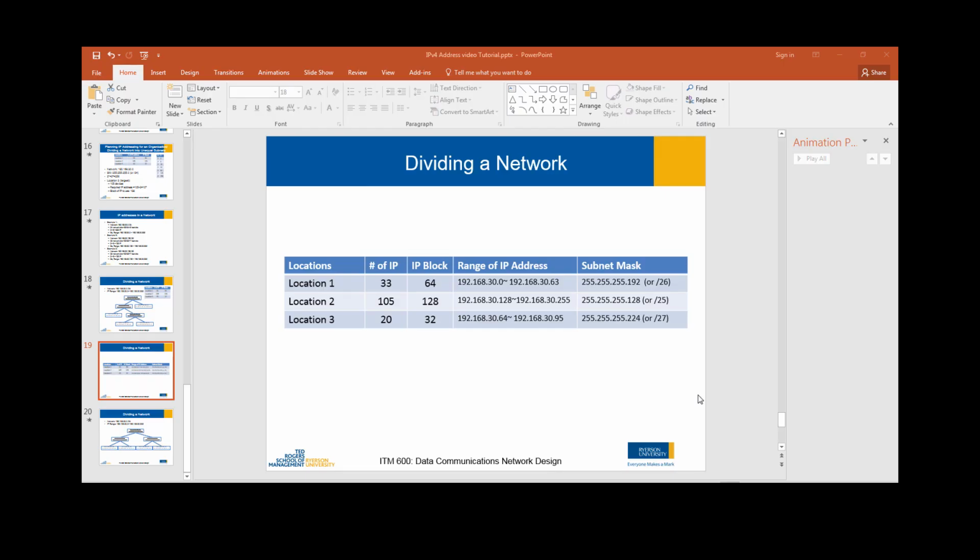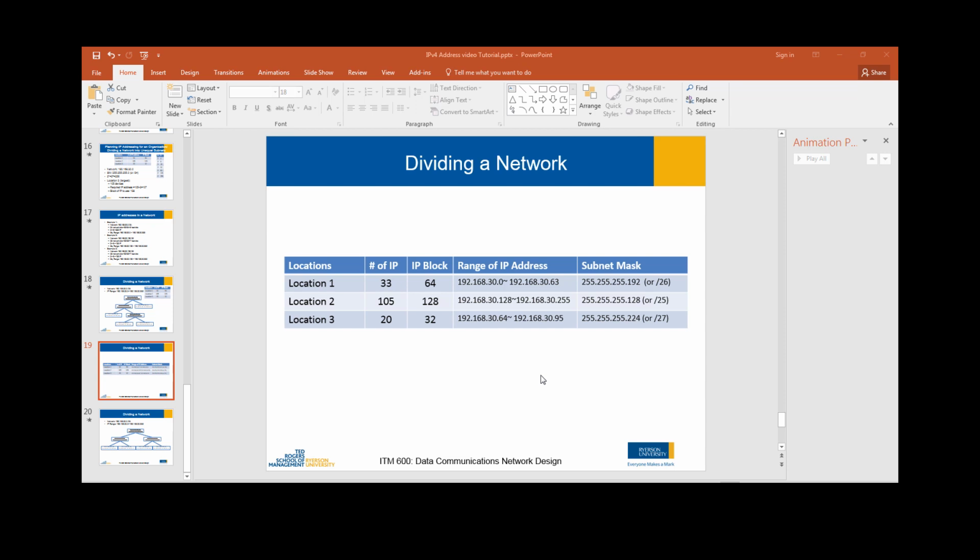We can summarize the detail of the different subnets that we allocated to the different locations as shown in this table. For location 1, we had 31 devices' IP addresses. For location 2, we had 103 device IP addresses. For location 3, we had 18 device IP addresses. We allocated a 64 IP block for location 1, a 128 IP block for location 2, and a 32 IP block for location 3. The IP address range for location 1 was 192.168.30.0 to 192.168.30.63.